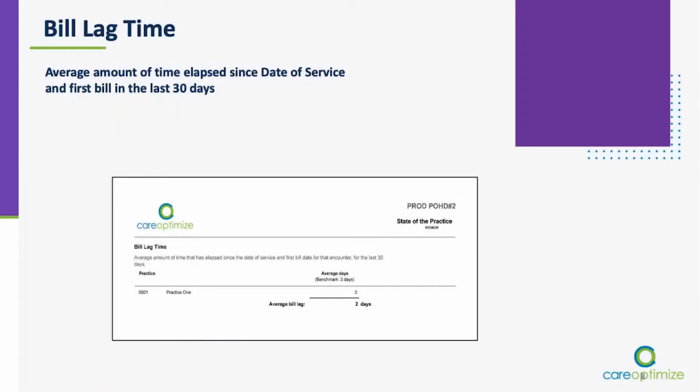Hopping in, we have a bill lag time report. This is going to show you the average amount of time elapsed since the date of service and the first bill in the last 30 days. So really just simply looking at when the patient was seen or when the service was rendered, and then when that bill was submitted, will enable you to know the lag time between how you're actually performing from the provider to the claim process.